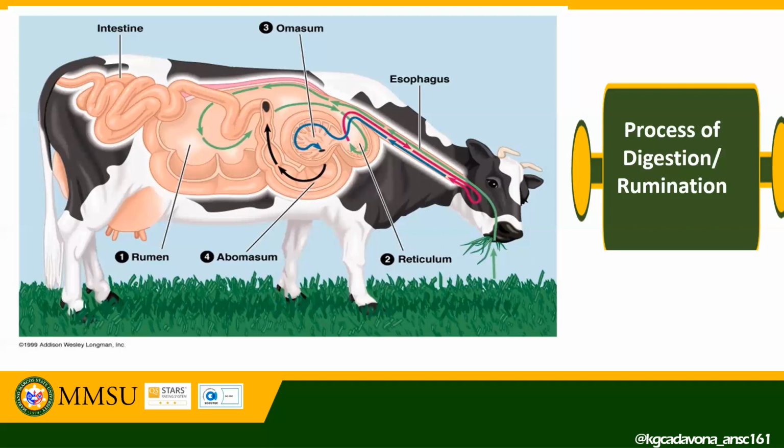Okay, so I hope from this lecture discussion, you have understood clearly this system, which is an important one in the body of an animal, specifically the ruminants.